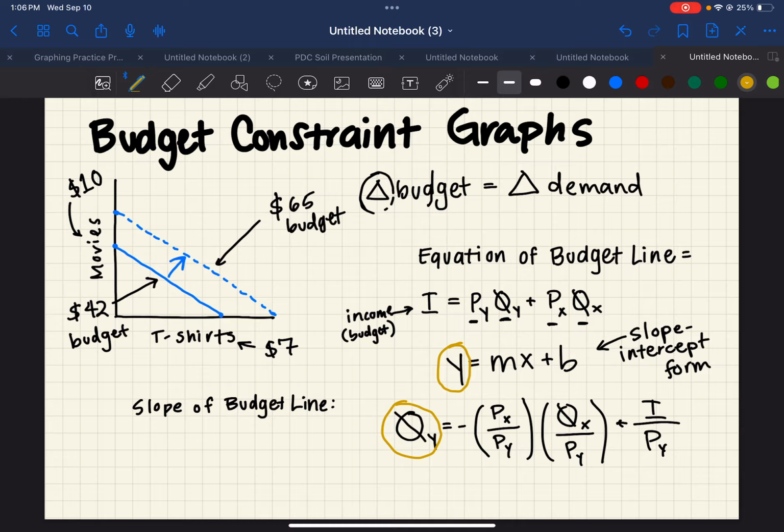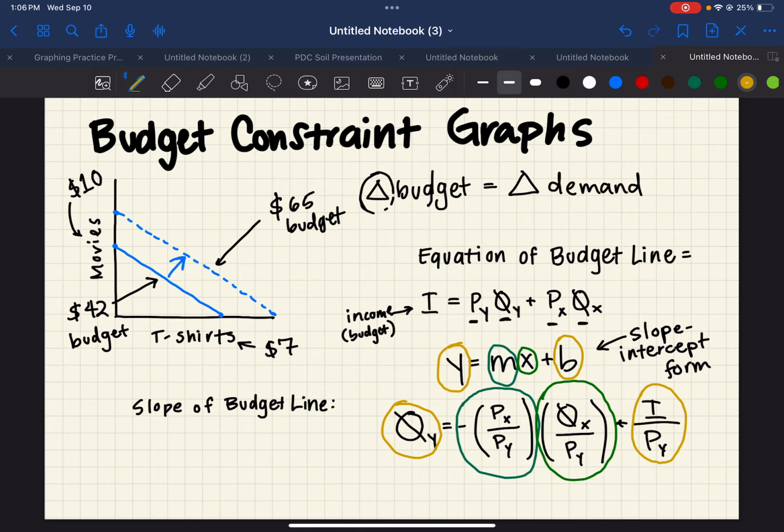Because we're talking about quantities on our graph, y is the quantity of the y variable. The slope is this right here, this negative price of x over price of y. The x variable ends up being quantity of x divided by price of y. And your y-intercept ends up being your budget divided by the price of y.